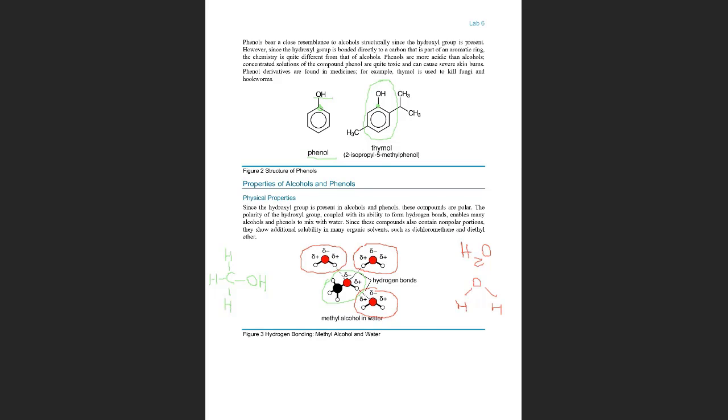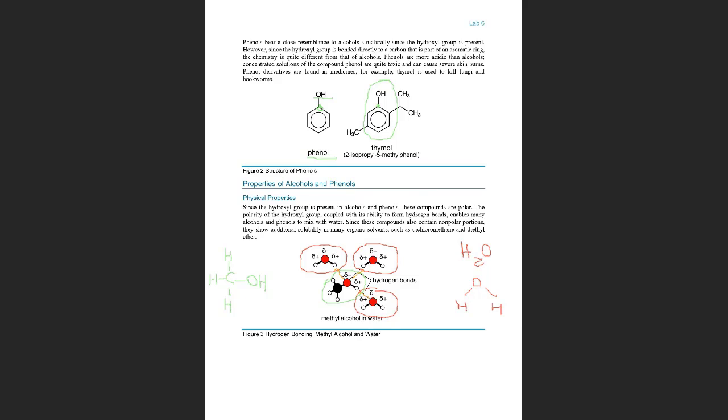And why are they soluble in water? They can form hydrogen bonds with the water. So these lines that are here, 1, 2, and 3, are the hydrogen bonds that make the alcohols soluble in water. What are hydrogen bonds?